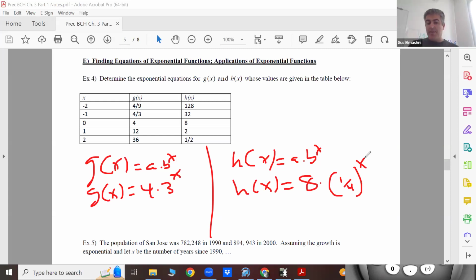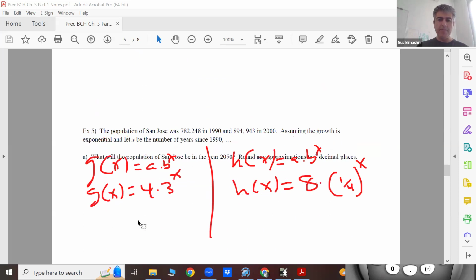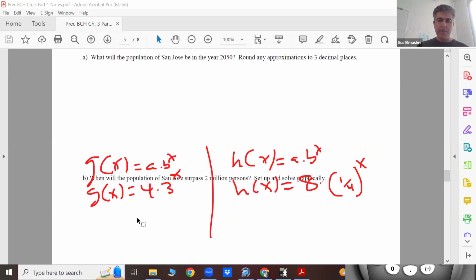Okay, this one we have to use a calculator. The population of San Jose in 1990 was this. In 2000, it was that. Obviously, something very significant happened in the mid-90s, the dot-com boom. Now it's even bigger, right? So assuming the growth is exponential, let x be the number of years since 1990. Okay, so let's answer some questions about this.